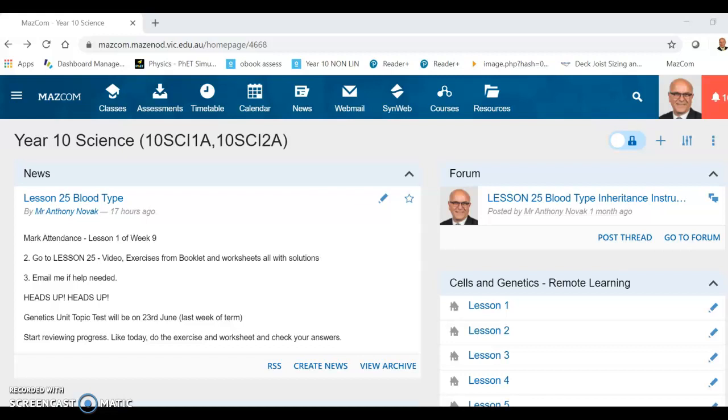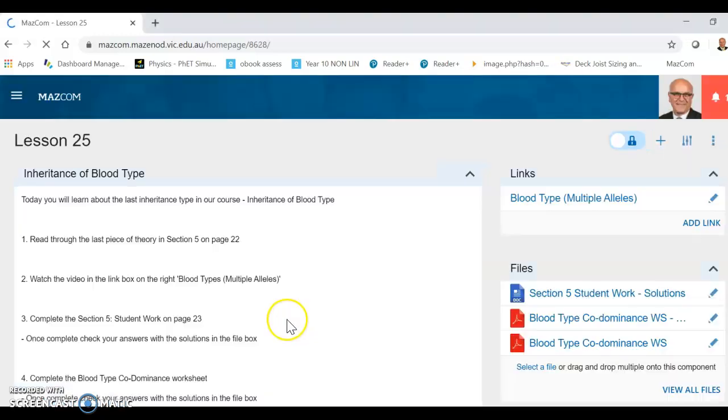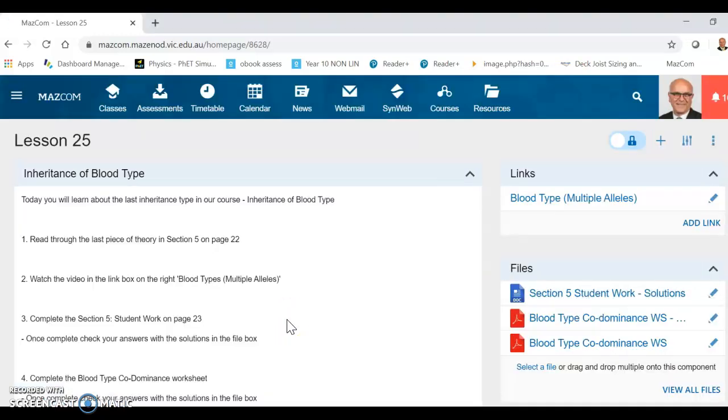So today we're going to lesson 25, so let's do that. And it's about blood type. Prior to DNA analysis for proving who was the mum and dad, we often used blood type. Interesting. Do you know what your blood type is?